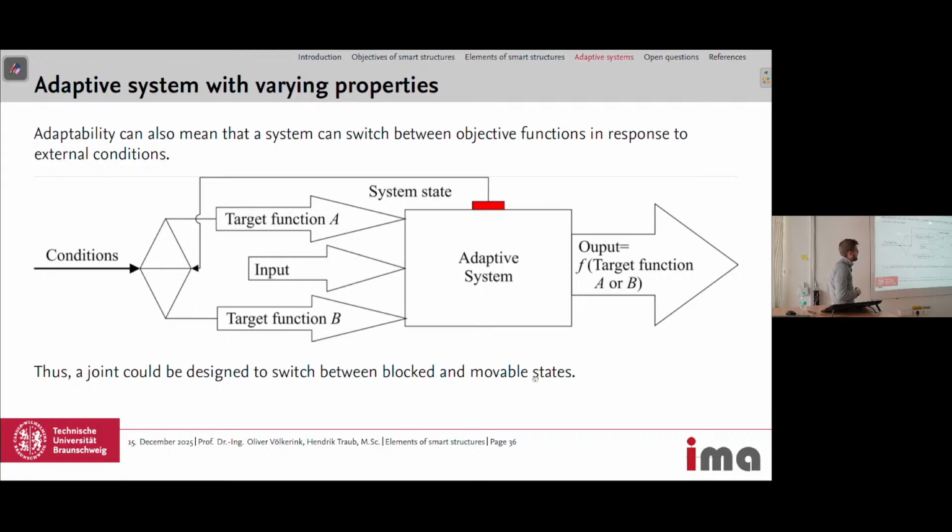Do you have other ideas what could be such a system? Not necessarily a smart structure, but maybe do you have an idea what could be an example for these kinds of systems? Maybe the aerospace engineers here have an idea.